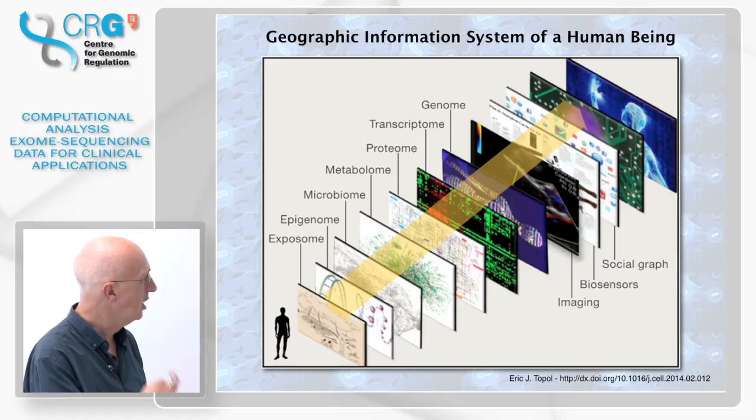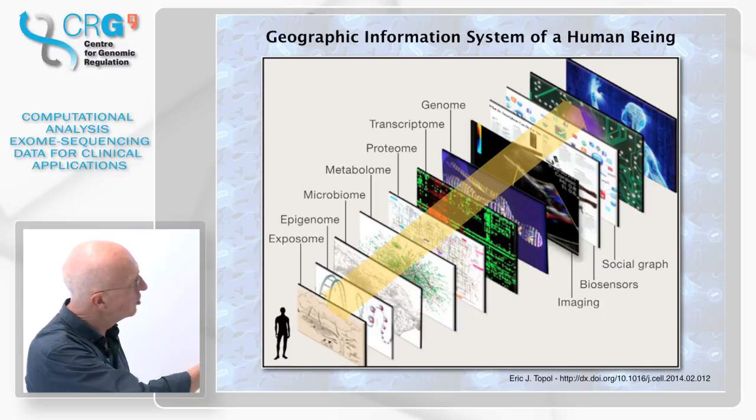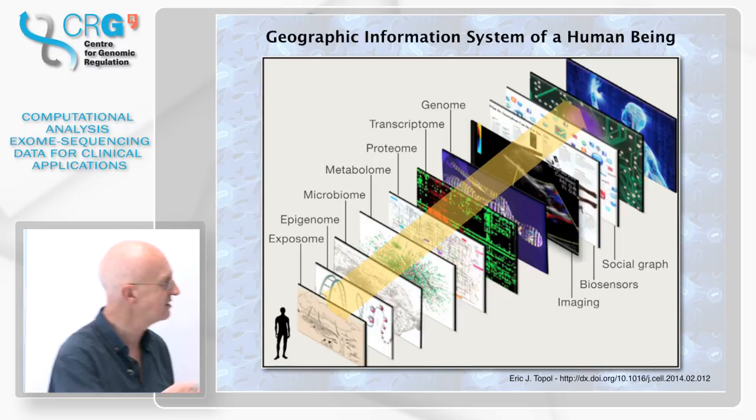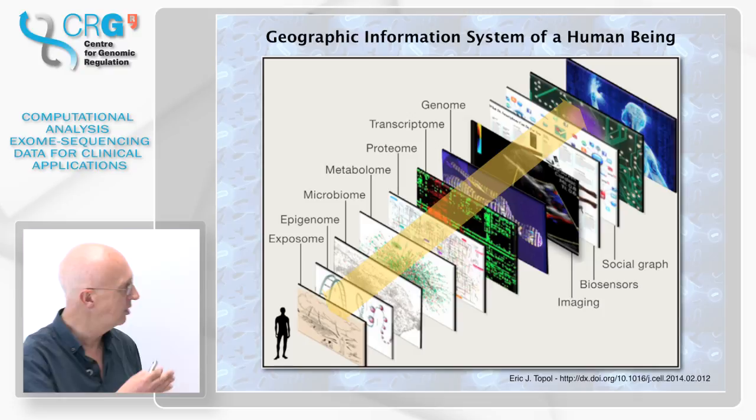And then we have the metabolome, the proteome, and the transcriptome, and we have one time point, which is the genome, that we can explore and that we are now analyzing, and this is the topic of what we are doing in this course. But we have many other layers: imaging, biosensors, and the social graph of a given individual, what we are doing along the day and along the week or the month or the years and so on.